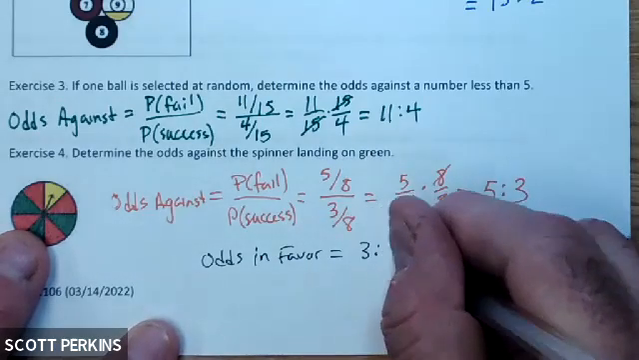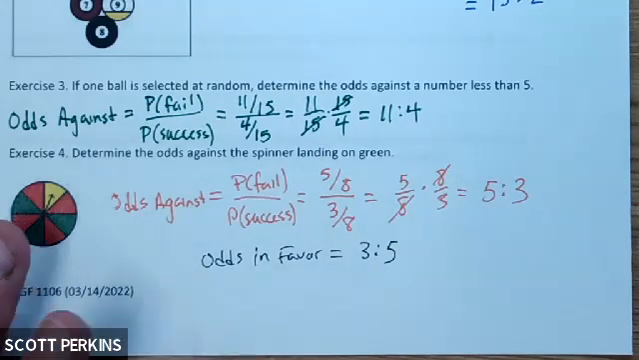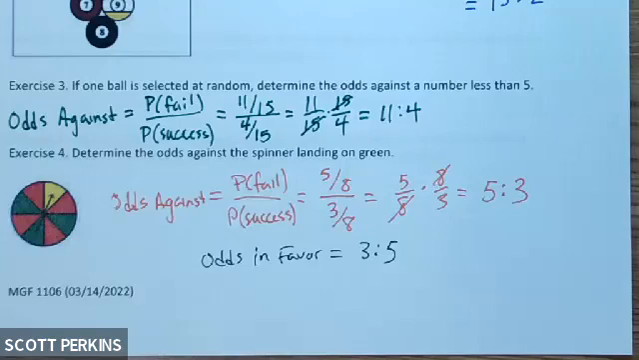3 to 5. Perfect. There you go. Once you've got one, you've got the other. So I know some of the homework problems are going to ask you for both. There's no real extra calculating involved. They're just trying to make sure that you understand the relationship between successes and failures in both of these.